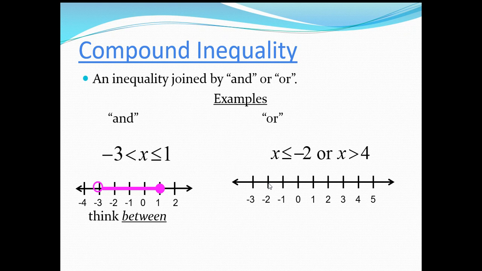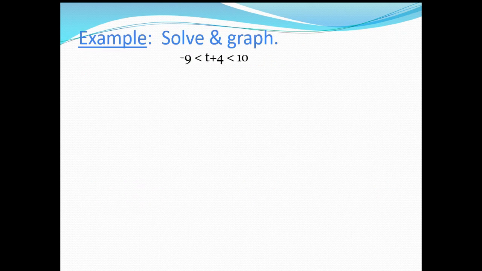Here, I have the -2 is here. Okay. x less than or equal, so I need to color it. Think outside. So I have x less than or equal to -2, or x is bigger than 4. It means there is no intersection between them, I'm either here or here. And the two are going to different sides, opposite sides, but for the "and," they are in between. Okay? Solve and graph it.